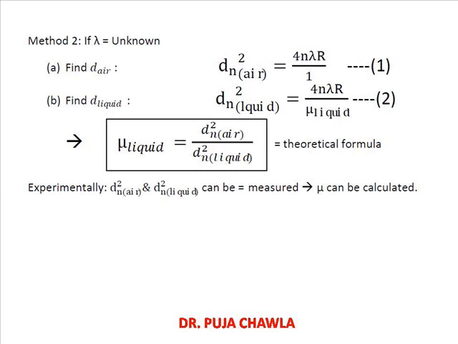Now experimentally I can find out the diameter of nth ring with air film, and the diameter of nth ring with liquid film. By substituting these experimental values in this theoretical formula, I can find out the refractive index of liquid, even when lambda is unknown to us, because lambda is not used in this equation. Thus, we have determined the refractive index without knowing the value of lambda.